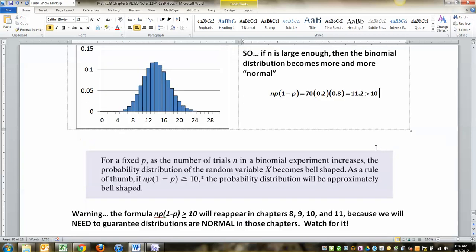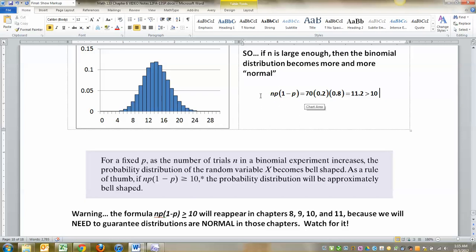And again, I just used Excel or a calculator. And notice how that's bigger than 10. That's why this curve is basically normal. It's not exactly normal because it's discrete still. A normal curve is technically a continuous distribution, which we'll learn about in chapter 7. But that's the deal. If you have a big enough n, you can sort of treat your discrete distribution like it's continuous, even if it wasn't.